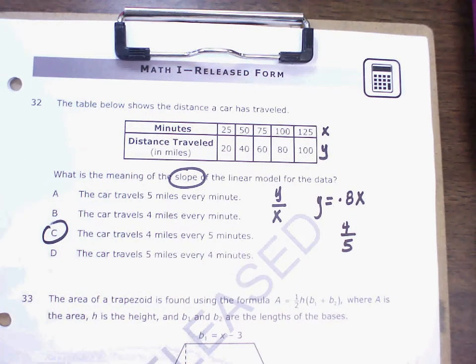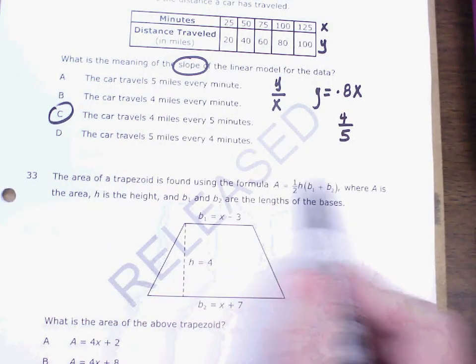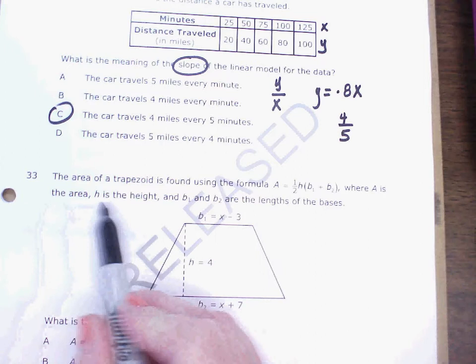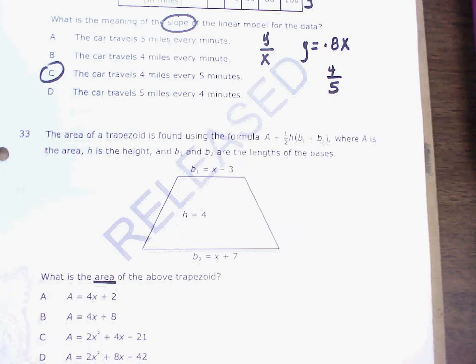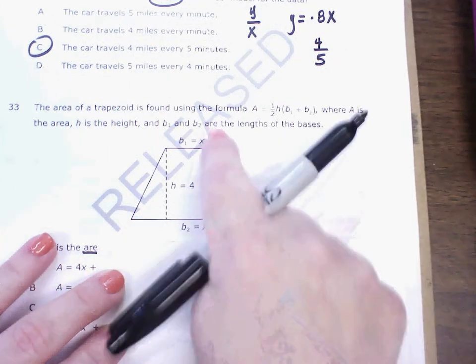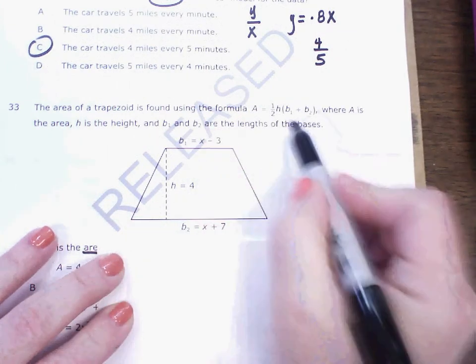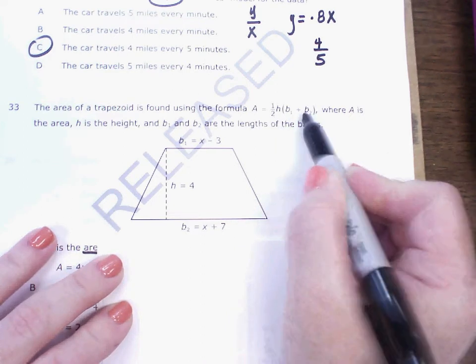All right. The area of a trapezoid is found by using that formula where A is the area, H is the height, and B1 and B2 are the lengths of the bases. What is the area of the above trapezoid? So for this one, we had to actually plug in all those things in the formula, correct? And it becomes a polynomial problem instead of just a regular one. So I had to add those two, B1 plus B2, and then multiply by the height and by 0.5.